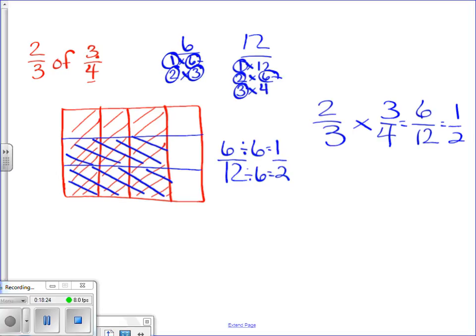Can 12 go into 6? No. So the biggest number that can go into both would be 6. 2 can go into both, but then you have to simplify it again. It's something like 12 divided by 6.